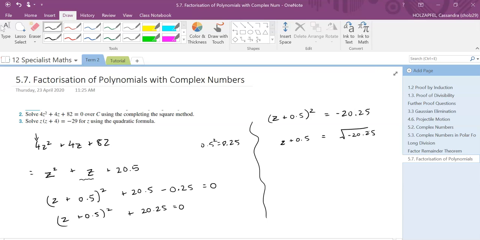Now, when you do this, your calculator has different modes. So it's got the real mode and complex mode. I'll just jump over to the calculator app and I'll show you how to change that.